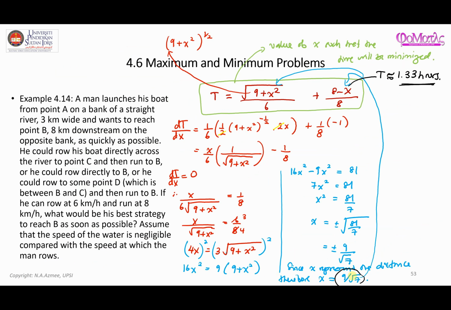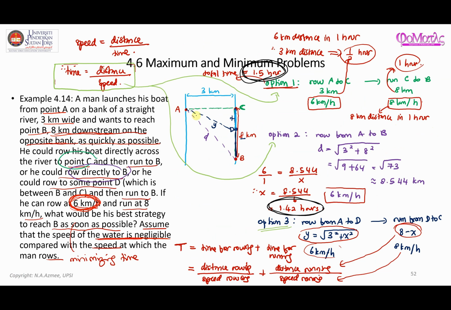But by substituting x equals 9 over square root 7, you will get that the time is 1.23 hours, which is the most minimum time taken that can be achieved. So his best strategy, doing the most minimum time taken, is this one. Therefore the best strategy is to row from point A to D.